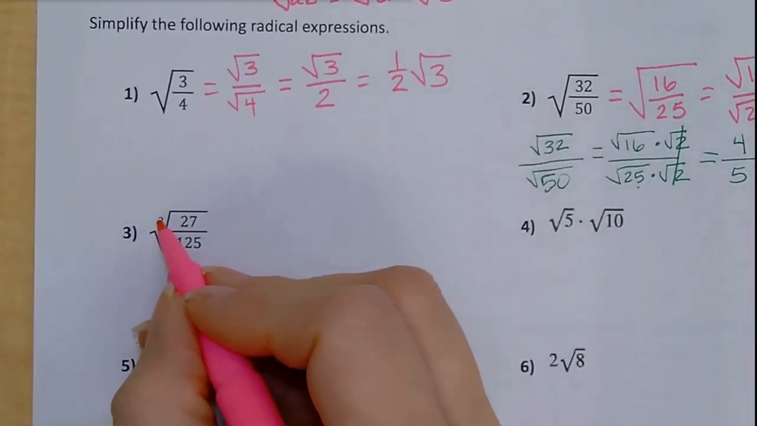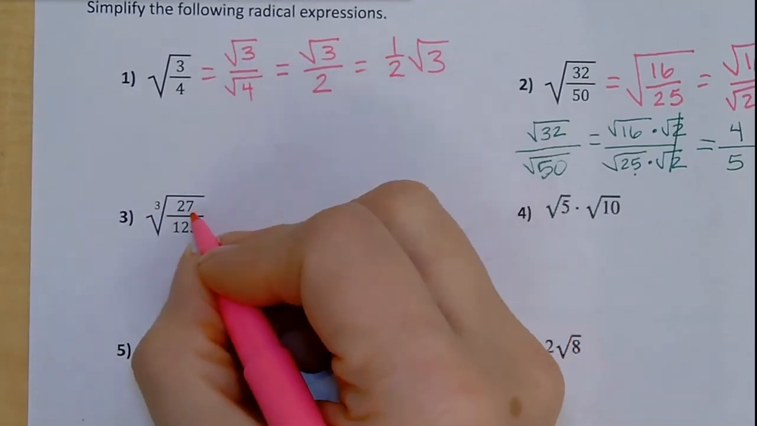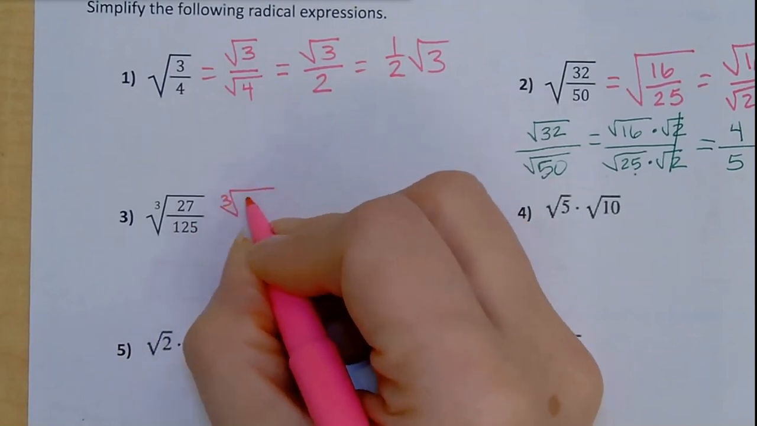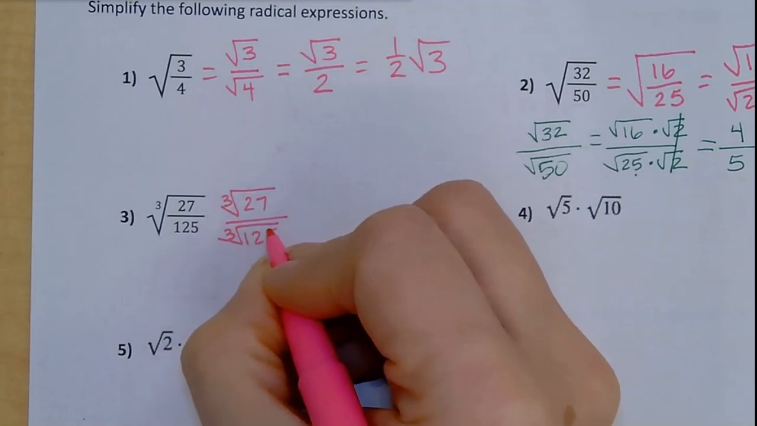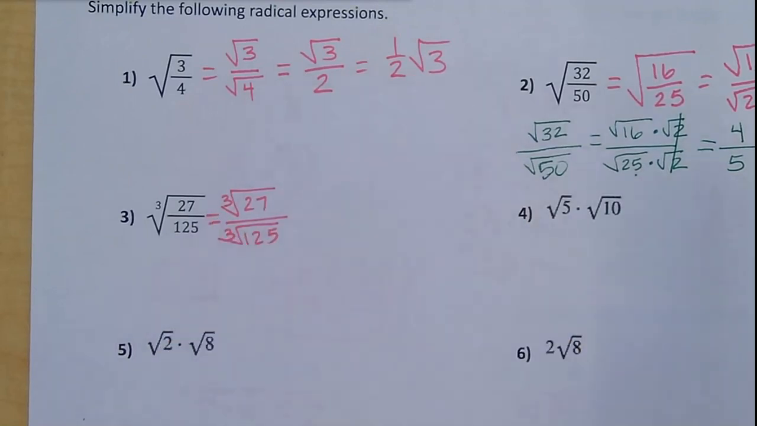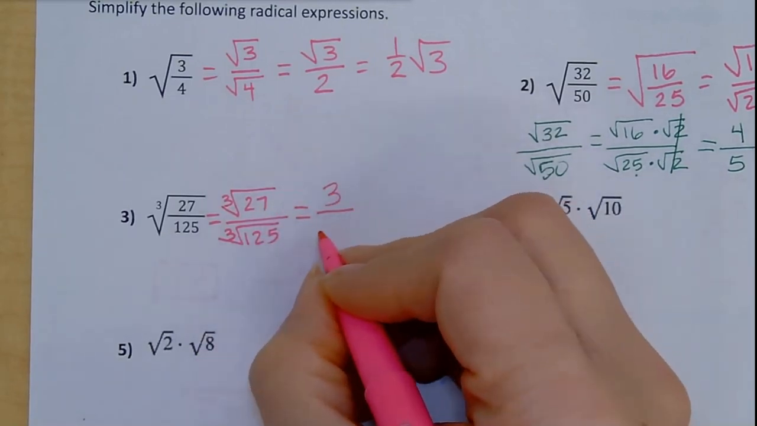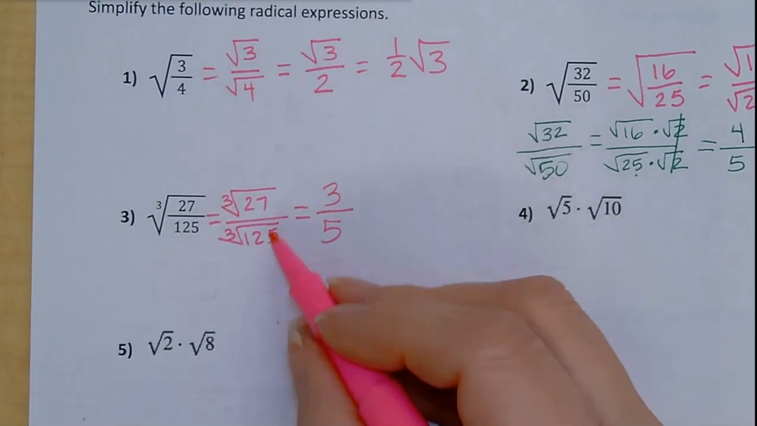Okay, alert, alert, alert. We're going to do a cube root now. I don't see a quick way to simplify this, so I'm going to say that that's the cube root of 27 over the cube root of 125. Well, I remember from my handy chart that these are both perfect cubes. So the cube root of 27 is 3, and the cube root of 125 is 5. You can also try that on your calculator if you don't remember, just to double check.